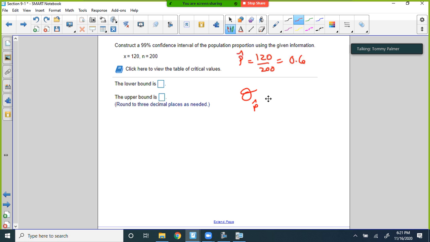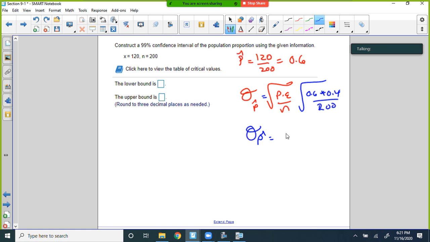Now, we need the standard deviation, do we not? The standard deviation of P hat is the square root of P times Q over N. So that's 0.6 times 0.4 over 200. What do we get? Not 0.12. I got 4.6. You've got to square root that thing.